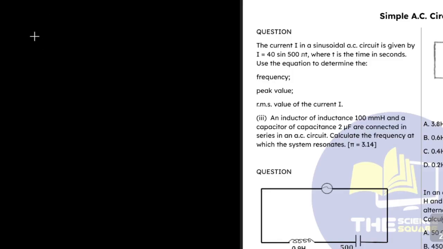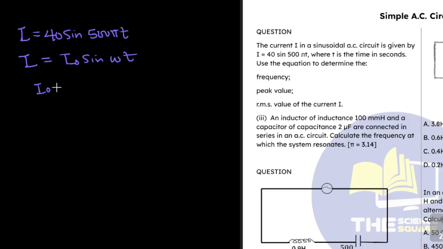Now, what do we have? First thing is to extract what we have. The question gives us that I is equal to 40 sine 500 pi t. Now we recall that the general equation for an instantaneous current is I naught sine omega t. So from here we could quickly see that our I naught, the peak value of current, is 40 amps. Straightforward. So peak value can easily be calculated.